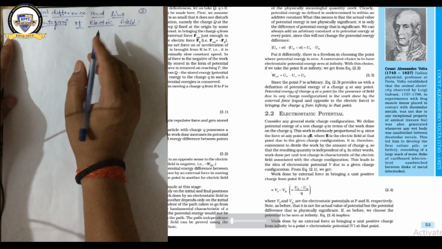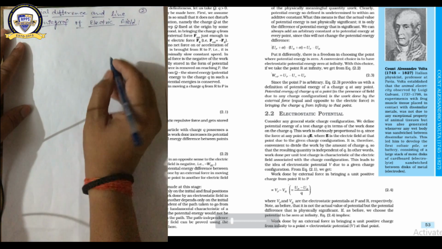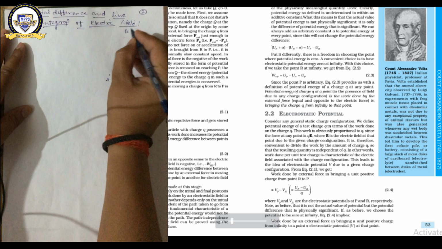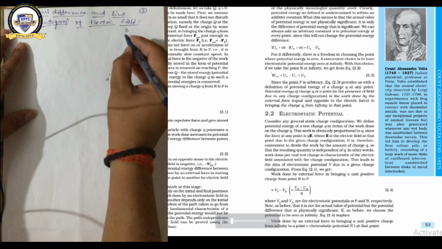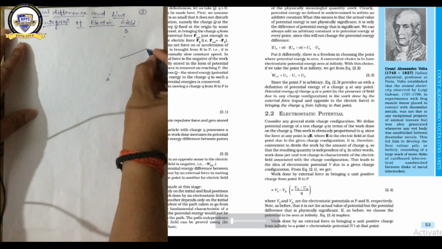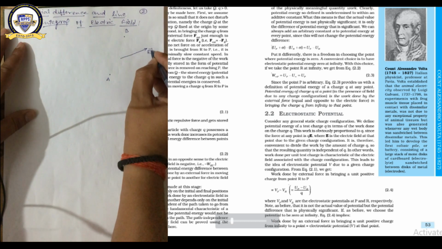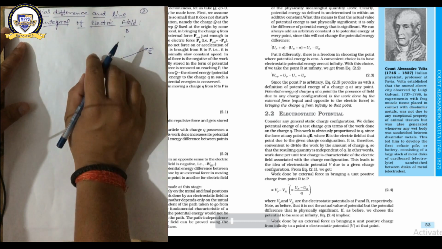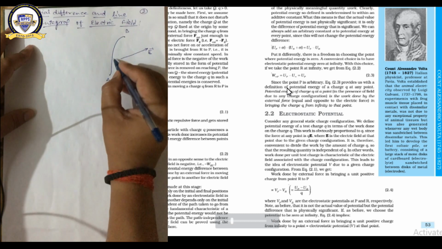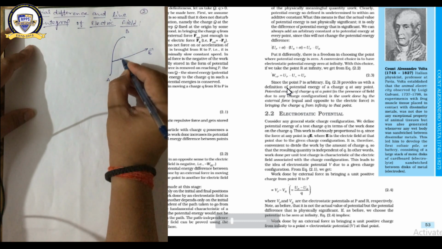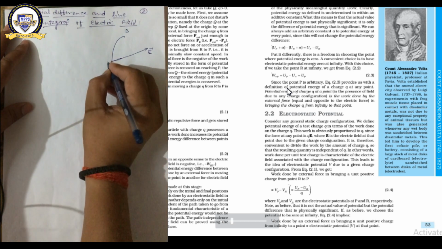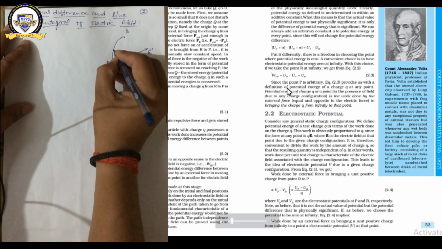Let us consider 2 points A and B. Here it is the point A, and suppose that here it is the point B. Suppose that these 2 points A and B lie in an electric field E. Now join A to B and take 2 points P and P dash on this line.